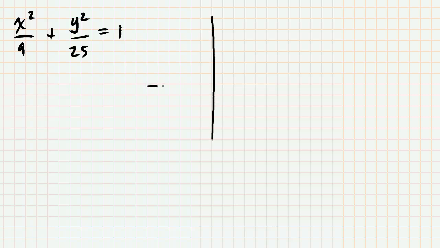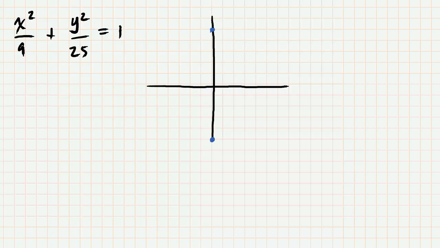So this ellipse is centered right at the origin. And if I eliminate the x, so if I put in a 0 for x, I see that y has to be plus or minus 5. So those will be the y-intercepts, plus 5 and minus 5.